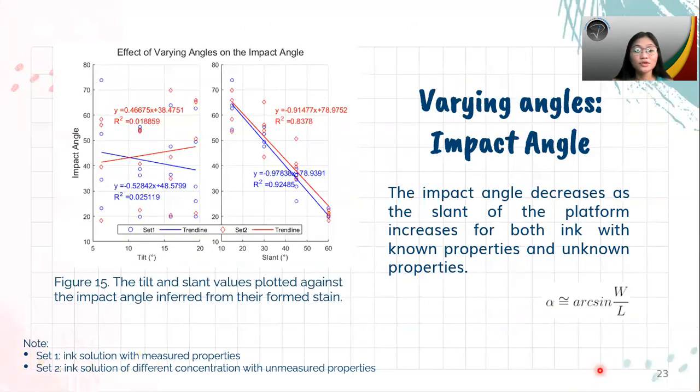Now, based on equation 1, the impact angle and the length of the stain have an inverse relationship. Now, an inverse relationship is also therefore expected between the slant of the platform and the impact angle. This is proven in this figure where both the ink with known properties and unknown properties follow the inverse trend well. A linear relationship between the impact angle and tilt could not be established as well.